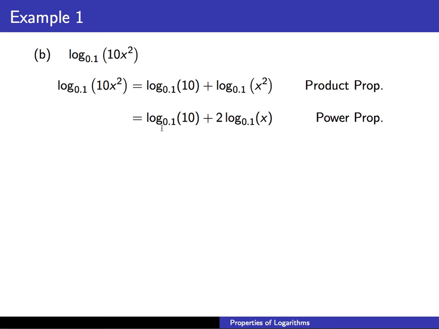Now log base 0.1 of 10, or log base 1/10 of 10, is saying what power do we have to raise 1/10 to get 10. We can actually simplify that because 1/10 to the negative first power is 10. In other words, log base 0.1 of 10 is -1. So our final answer is -1 plus 2 times log base 0.1 of x.